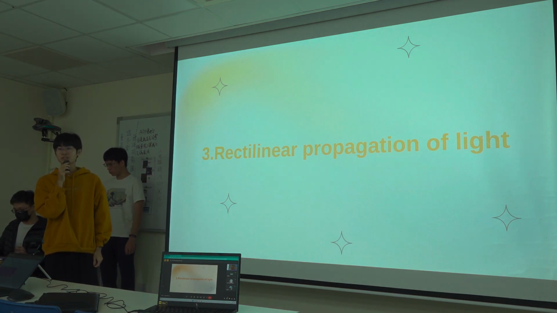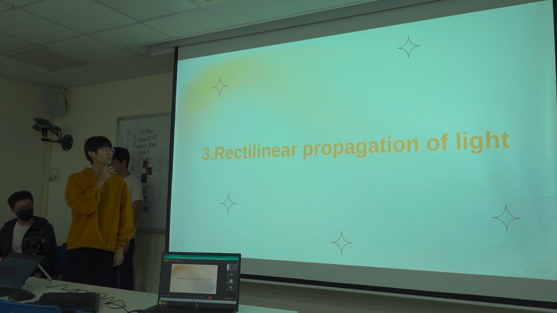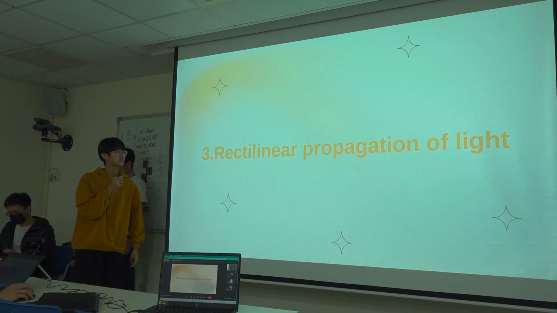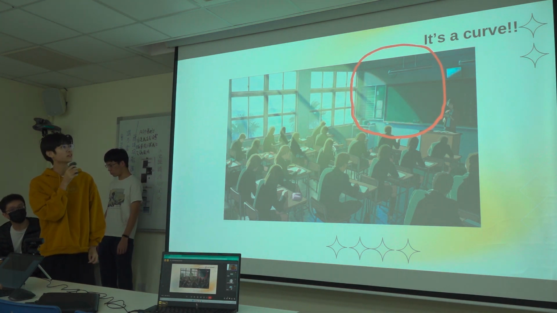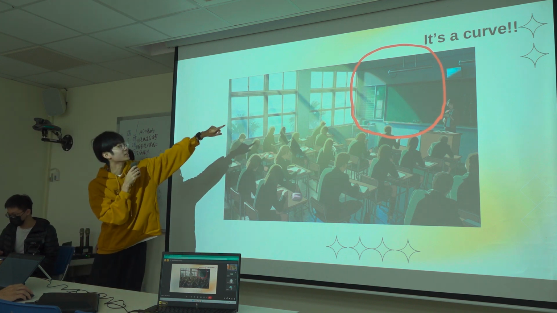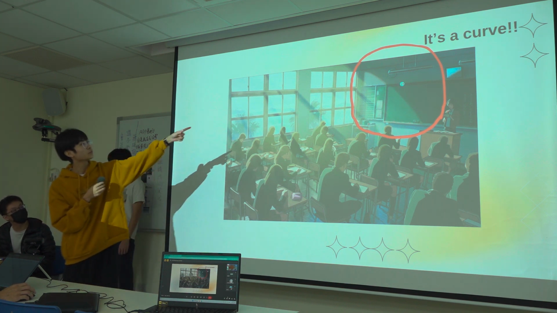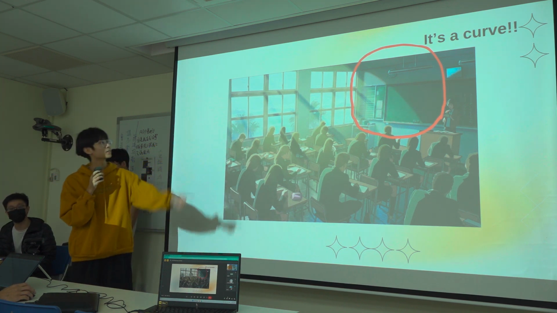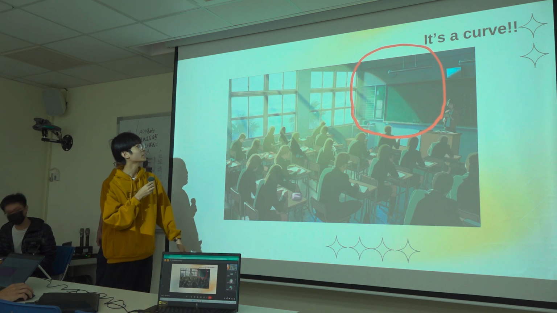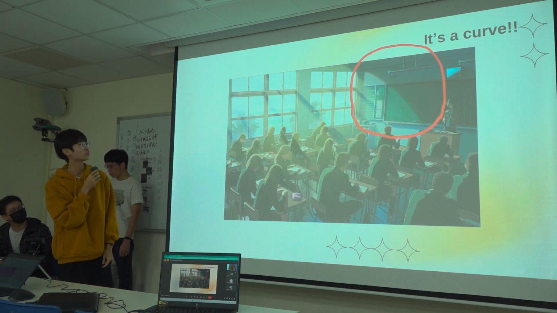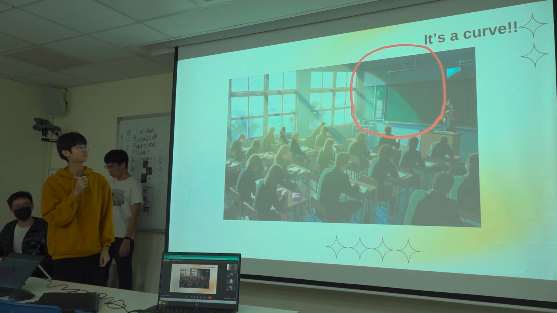Next. I'm Ricky, and I want to talk about the rectilinear propagation of light. This picture is a scene in this movie, and we can see the shadow and the bright part, and the boundary is not a straight line, it's a curve. And we can see the window is a square, so I think this is impossible. Yes, we noticed.